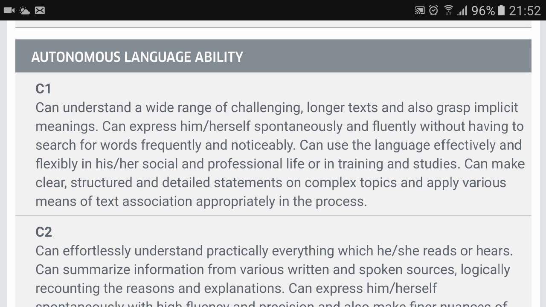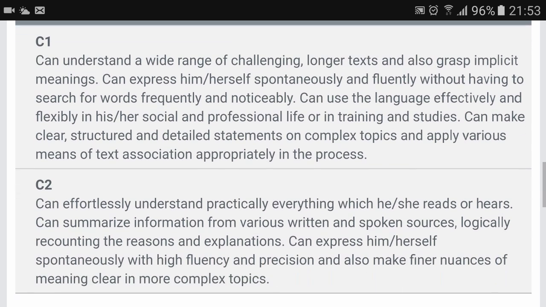This is just my opinion. I used to find it difficult. I still find it difficult. But then, as they say, everything comes with time. So hopefully, with time, I will also master it, and you guys will also master it. C1 can use language effectively and flexibly in social, personal life, or in training and studies.